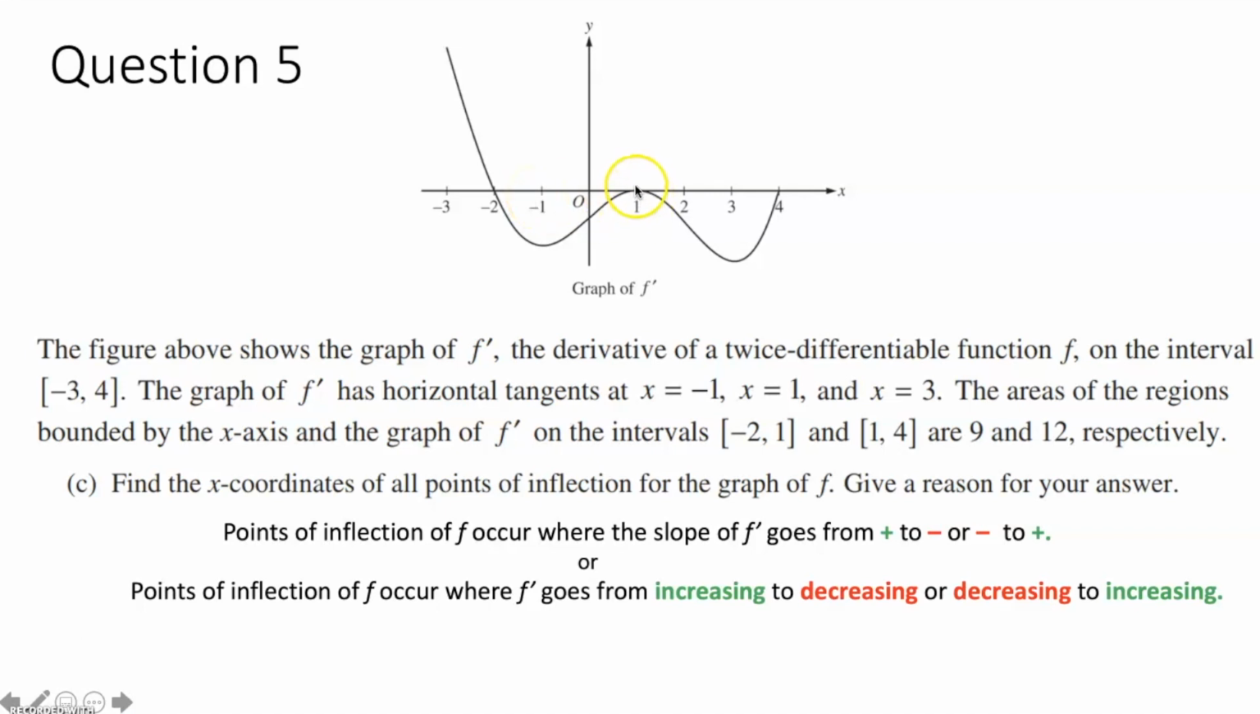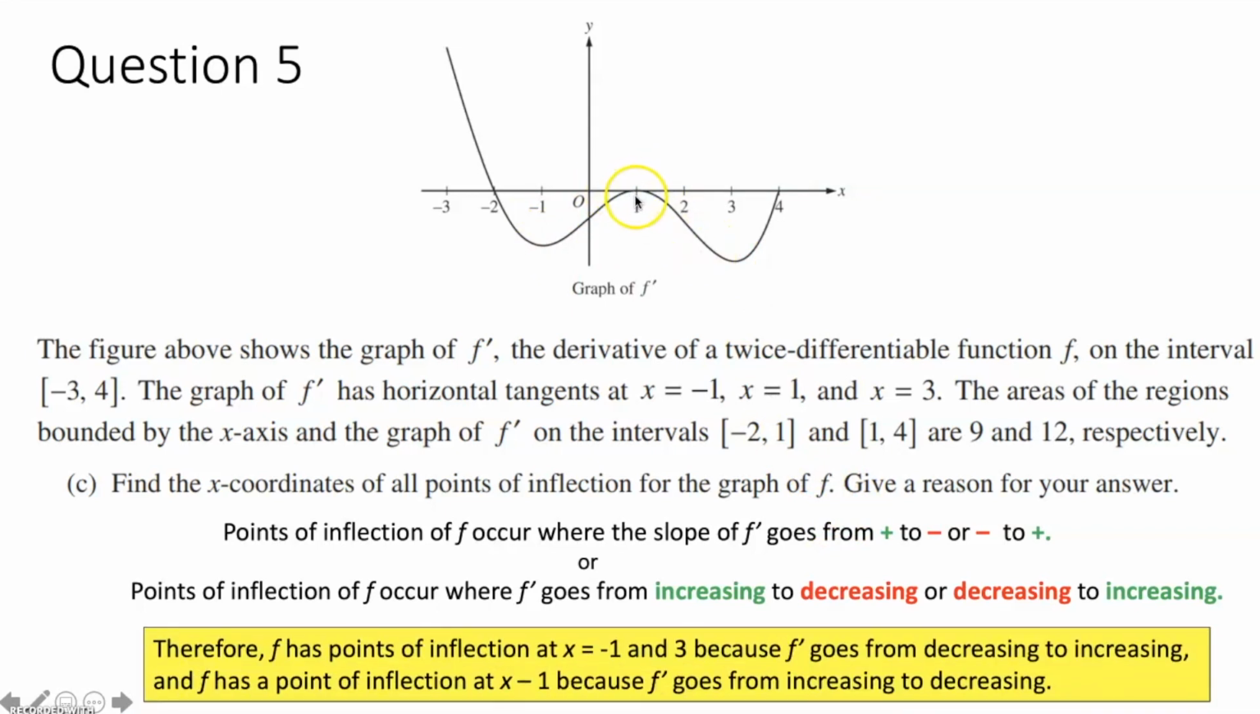Same thing at x is equal to 1. The graph of f prime changes from a positive slope to a negative slope, meaning that the derivative of our derivative, or the second derivative, changes from positive to negative. Because of that, we know our original function is changing from concave upward to concave downward, meaning there's going to be an inflection point at x is equal to 1 as well.